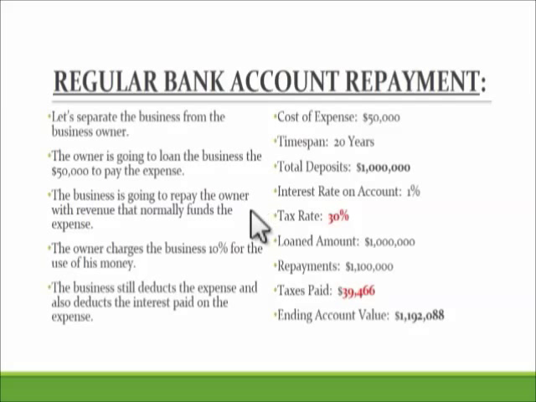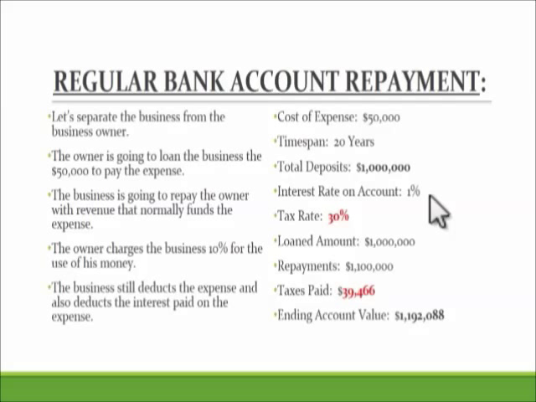Your business is going to repay you, the owner, with revenue that normally funds the expense, that $50,000 of targeted expenses you want to recover. The owner will charge your business 10% for the use of this money. The business still deducts the expense, but also deducts the interest paid on the expense to you, the owner. Now, you have the $50,000 expense. You do that over 20 years, you have those $1 million of expenses that you will be paying.